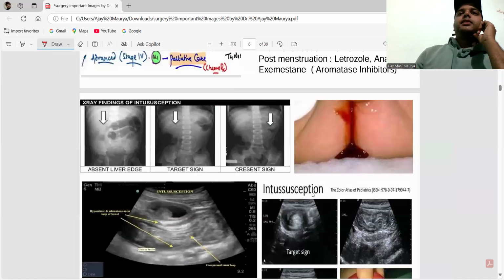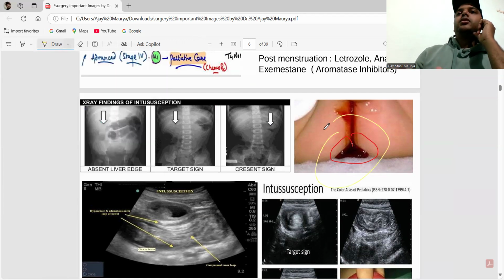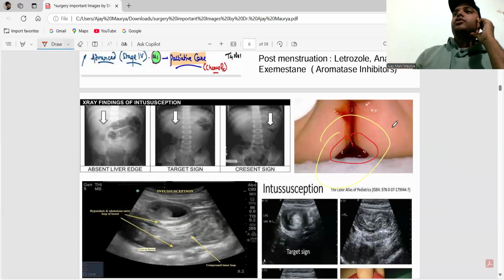Here, guys, this is the case of intussusception. This is the currant jelly stool. See, guys, they ask about currant jelly stool. It's the case of intussusception. If they ask you about currant jelly sputum, that is the case of Klebsiella pneumonia.